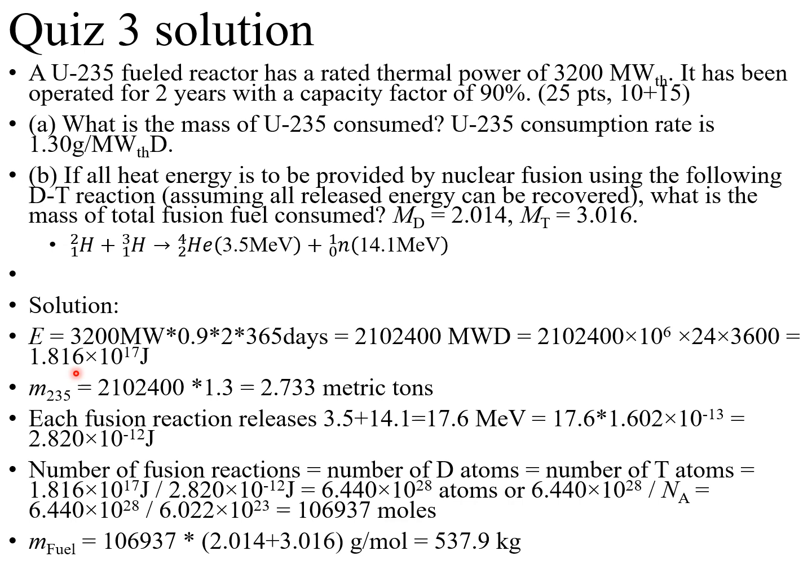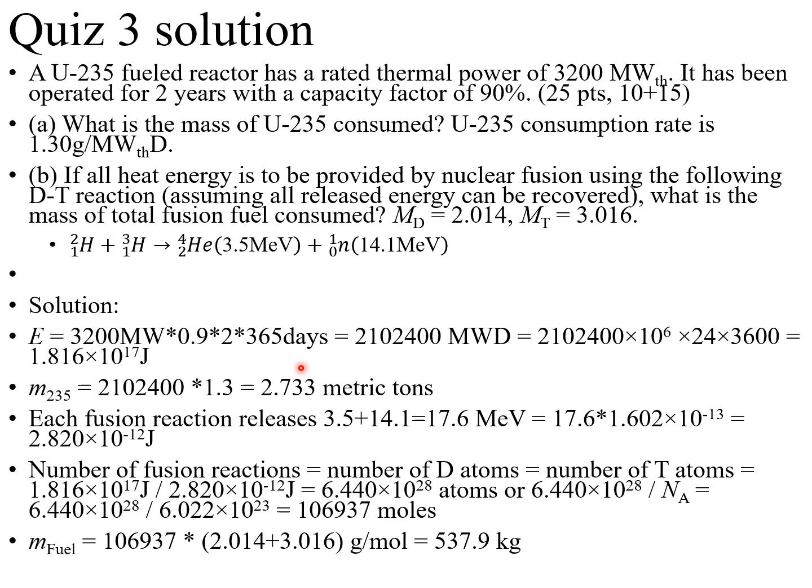Then go back to problem A, and the uranium-235 consumption will be the amount of megawatt days times 1.3. The result will give you grams. Then we convert the grams to metric tons. So this is the amount of uranium-235 consumed.